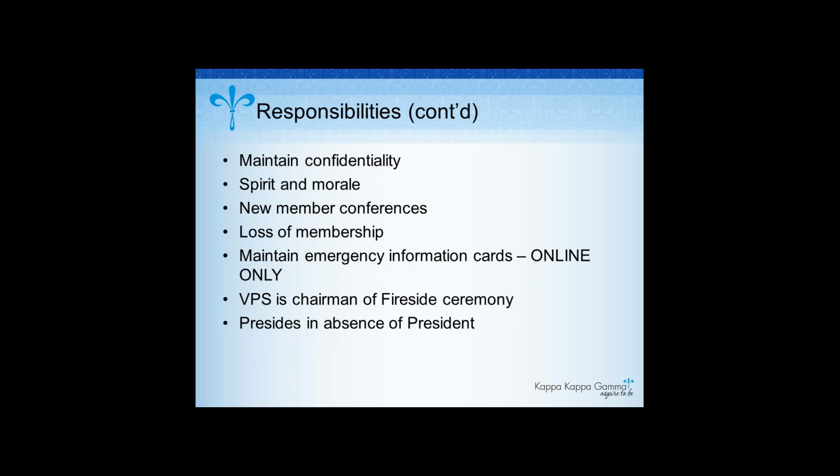Other responsibilities include the new member conferences, loss of membership, and the emergency information cards. So these are online only. If some of you may remember, they were paper form, but now they're only online.